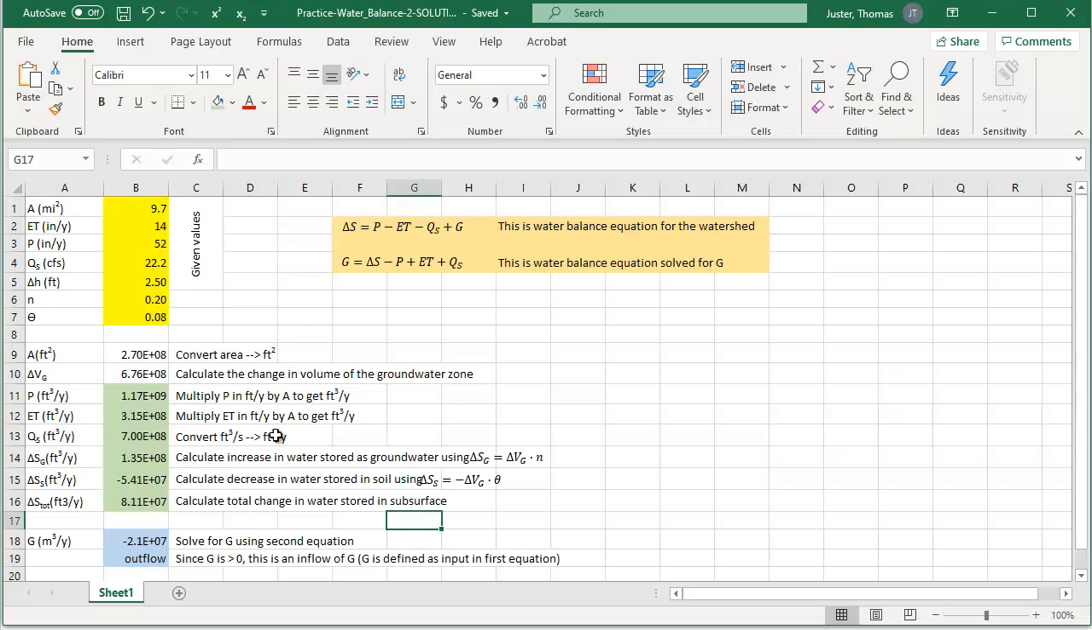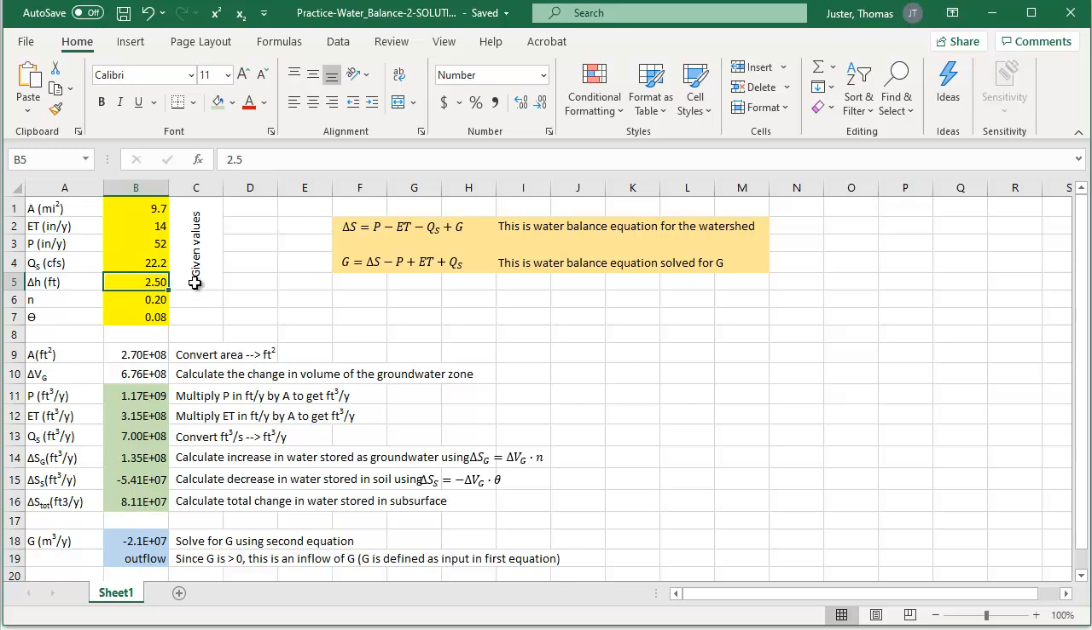Now, first of all, this is really similar to the first problem, so I've actually just modified the spreadsheet. I'm doing this in Excel. A couple of important differences are that everything is now in English units. The area is in miles squared, evapotranspiration and precipitation are in inches per year. Streamflow is in cubic feet per second, CFS. Delta H here represents the change in the water table, and it's gone up by 2.5 feet.